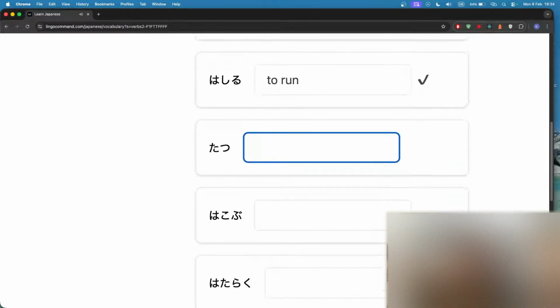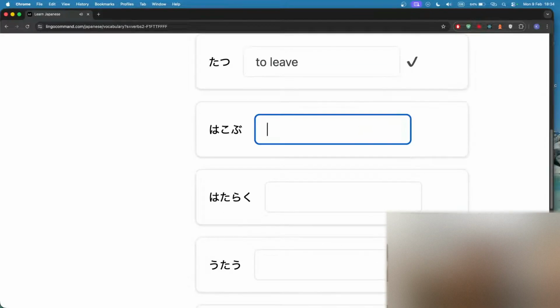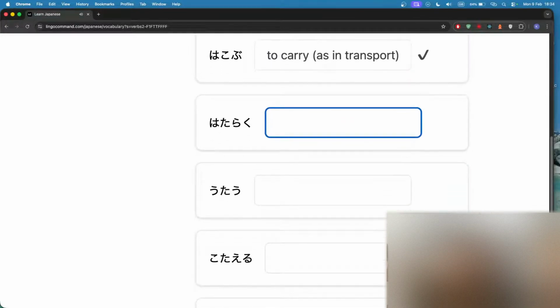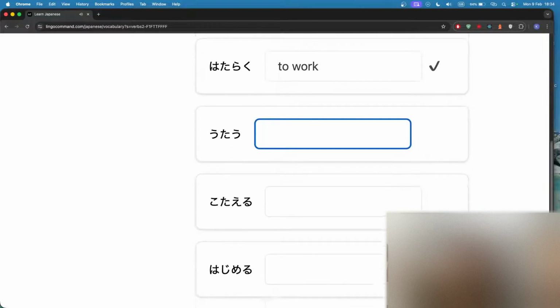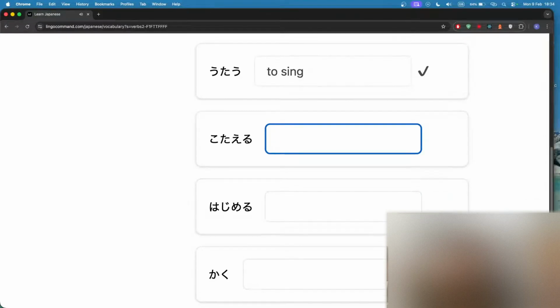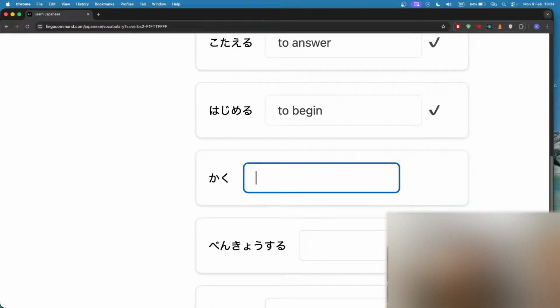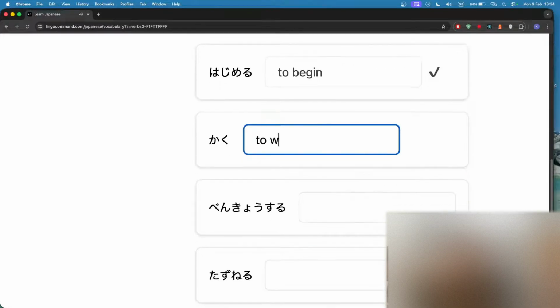Hashiru is to run. Tatsu is to leave. Hakobu is to carry, as in transport. So to carry an item around, for example. And then this says hataraku is to work. Utau is to sing. And then kotaeru is to answer, like to answer a question. Hajimeru is to begin or to start. And kaku is to write.